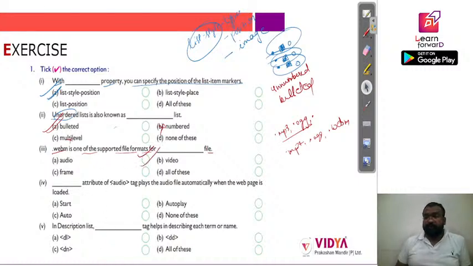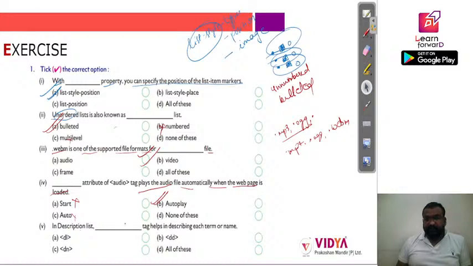Then we have the question: which attribute of the audio tag plays the audio file automatically when the web page is loaded? We have seen that there is no attribute with the name auto, but there is an attribute which is autoplay. This attribute plays your audio file whenever your web page is getting refreshed or loaded. So the answer would be autoplay.